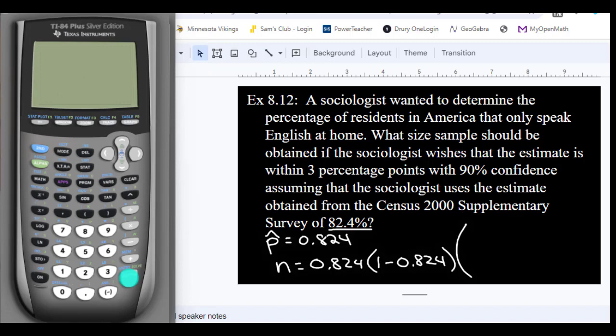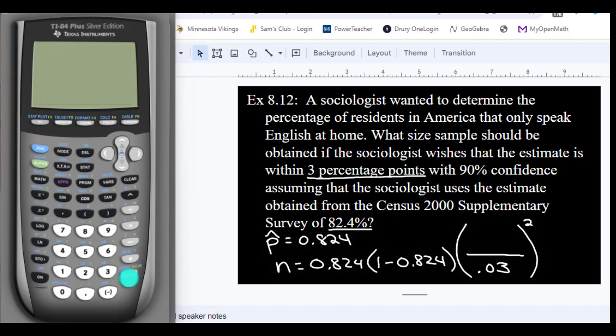Now we need the z-score again for the top, so I'll come back to that in a minute. And then we're going to have this fraction squared, and the bottom number is going to be this 3 percentage points, the amount of error. And since that is a percentage, we do want to put it in as 0.03. And then we want a 90% confidence interval.